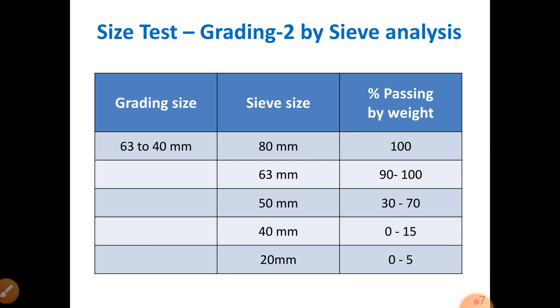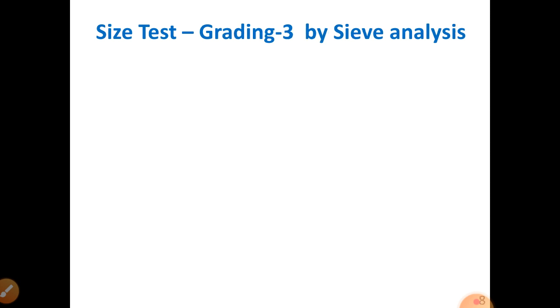This table shows sieve analysis for grading size 63 to 40 mm. The sieves taken for this size are 80 mm, 63 mm, 50 mm, 40 mm and 20 mm. And percentage passing by weight is shown in the third column against sieve size.